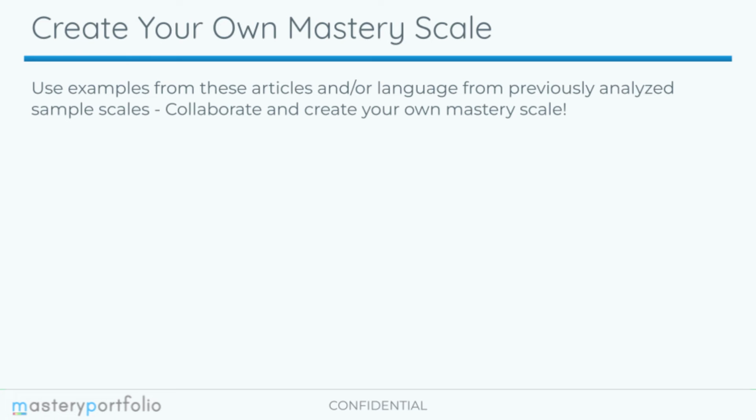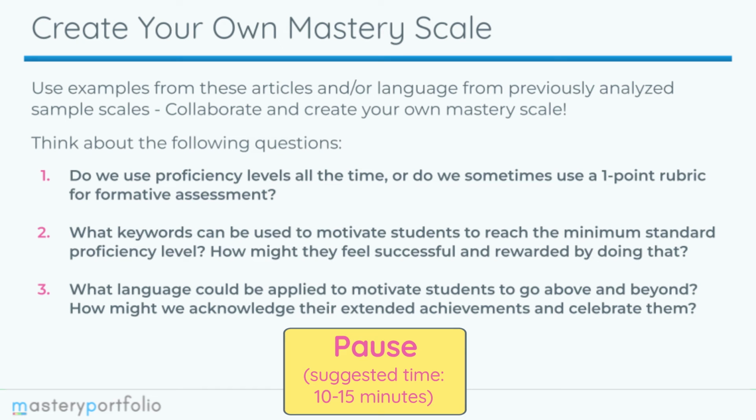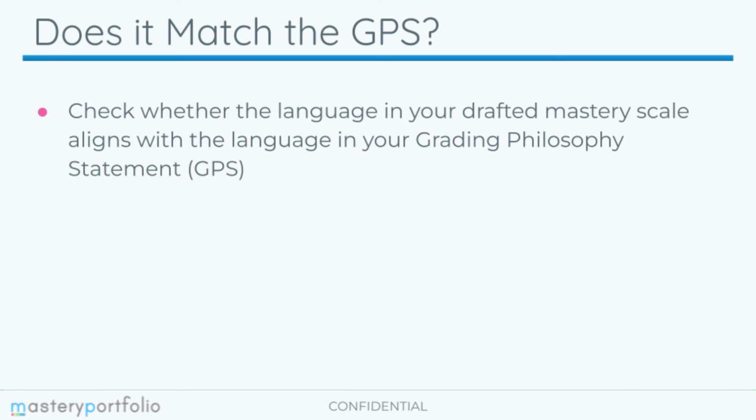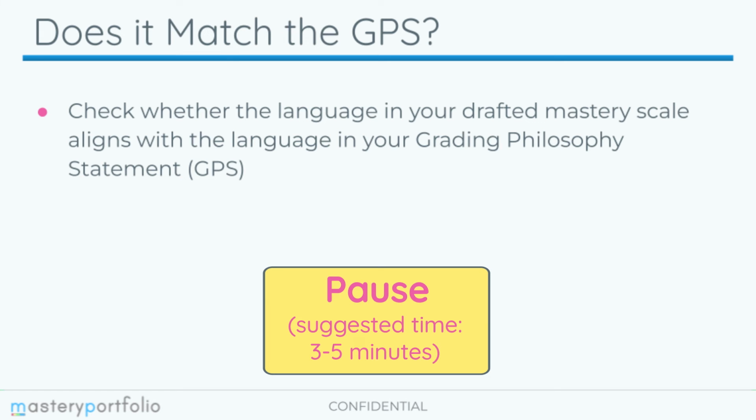It is important to consider the kind of language being applied to describe these scales, because certain words or phrases can influence the impact and interpretation of the mastery level. Pause and collaborate with your team to complete the exercise. While formulating your language, think about the following questions listed below. Let's tie this exercise back with our grading philosophy statement. Check whether the language in your drafted mastery scale aligns with the language in your GPS. Pause and revise your team scale if need be.